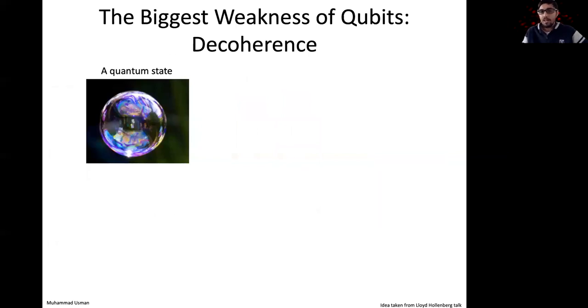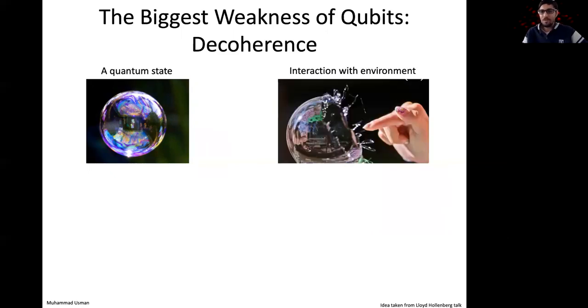Well, all is not good. There is a weakness of these qubits, which is called decoherence. What I mean by decoherence is that since the qubits are formed by spins of electrons or polarizations of photons, they are very delicate. You can consider a qubit, a quantum state, as a bubble. As you already know, if you touch a bubble, or if the bubble touches anything in the environment, it pops. It doesn't stay as a bubble. It doesn't stay in a coherent state, right?